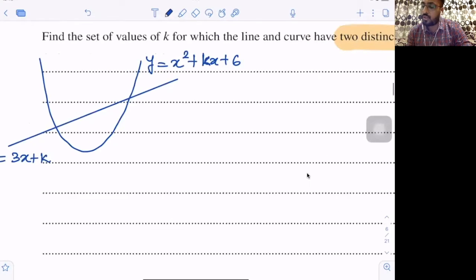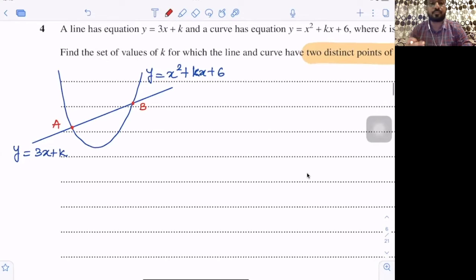Now you can observe that the line and the curve are both intersecting at 2 distinct points. I call them A and B. So I want to find the set of values of k for which the line and the curve are going to have 2 distinct points of intersection, right? So how do I get the points of intersection, students? If I want to find the points of intersection of the line and the curve, how do I get it? I simply solve the 2 equations simultaneously.